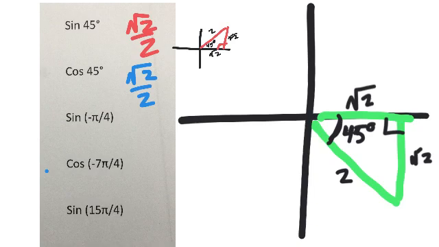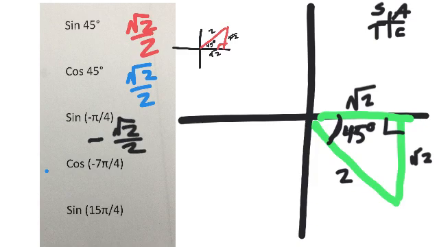Now if you want to, you can go ahead and say all students take calculus. Because I'm in the fourth quadrant, only cosine is positive. I'm trying to find sine, therefore I know that this is going to be negative. And then 45 degrees, sine is the opposite over the hypotenuse. So the opposite side is radical 2. The hypotenuse is 2. So sine of negative pi over 4 is negative radical 2 over 2.